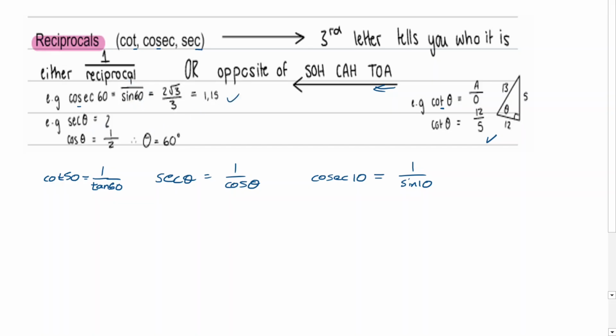Last one, what is sec 2? The third letter is C for cos, so it's just 1 over cos 2. And so I can shift that to get my answer.